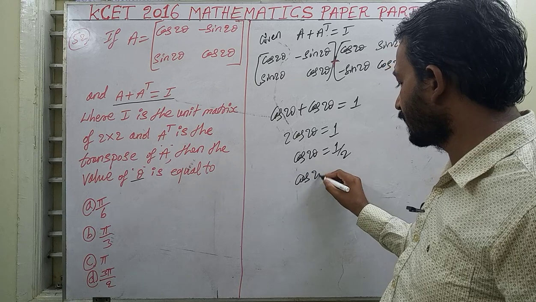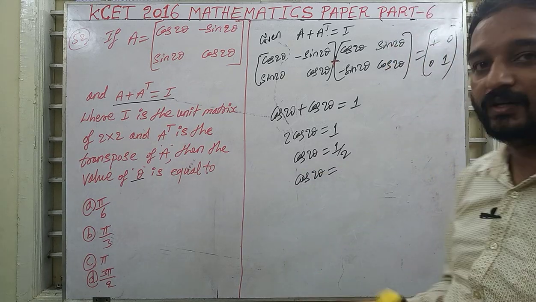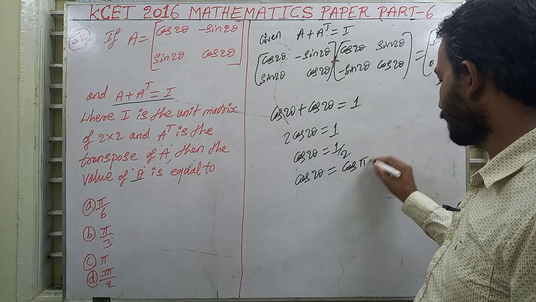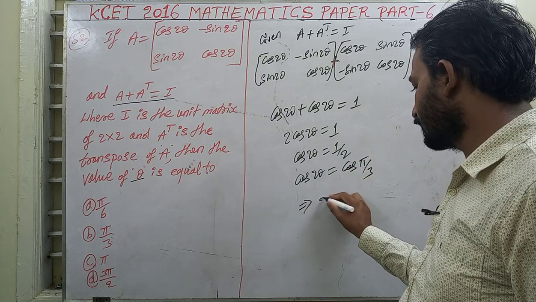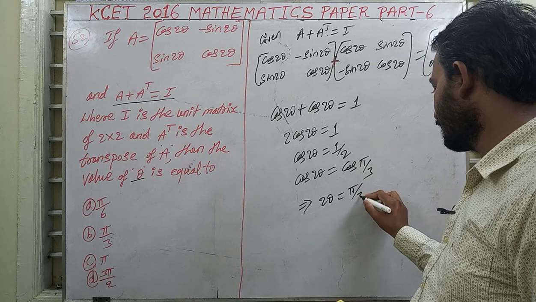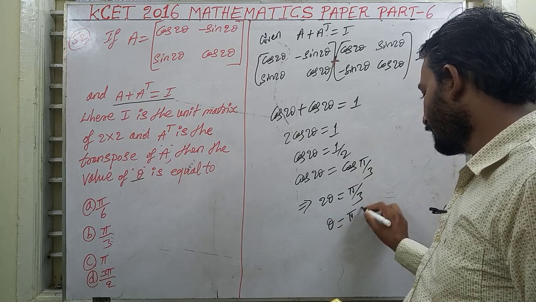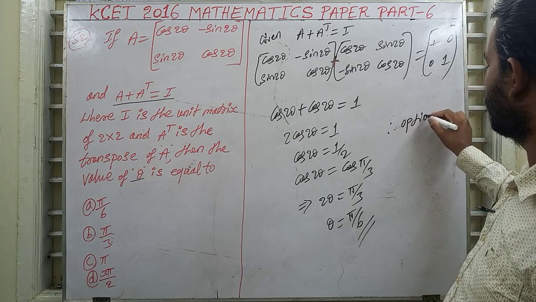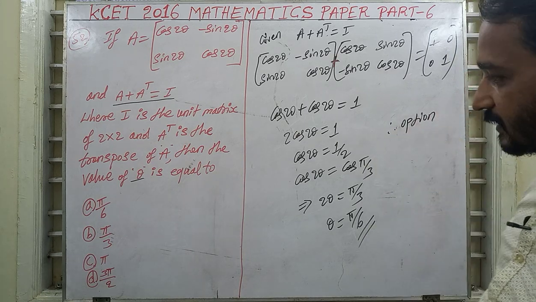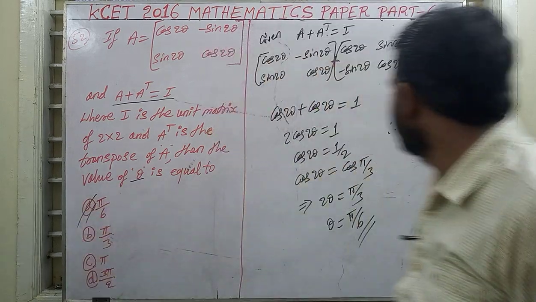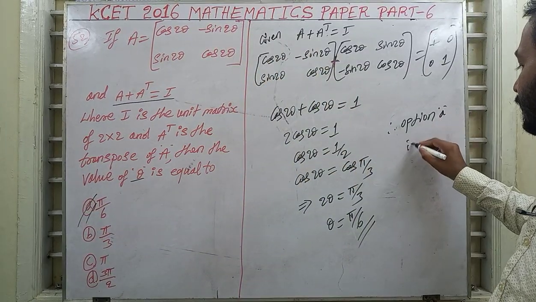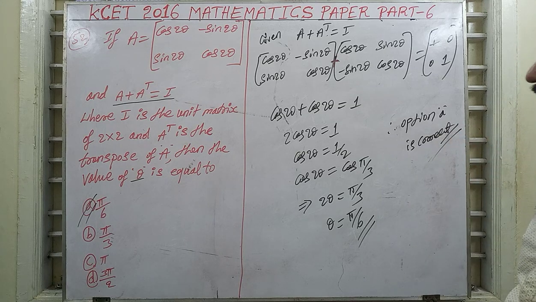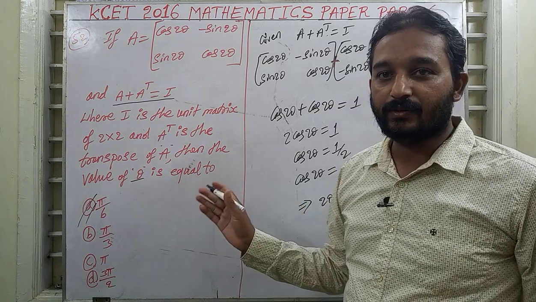Now 1 by 2 can be written in terms of cos as cos 60 degree, nothing but cos pi by 3. Now it becomes 2 theta is equal to pi by 3. Theta is equal to pi by 6. Therefore the option in this case is pi by 6, option A is the answer. Option A is correct. So easy question. Most of the students solve this question easily. Okay, so take down.